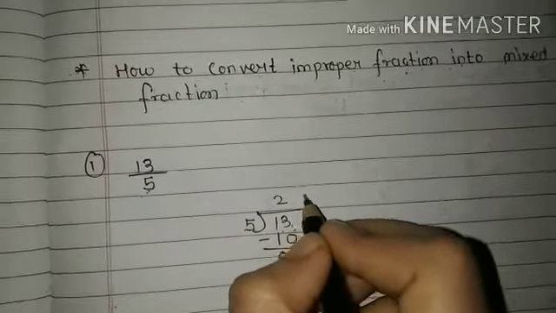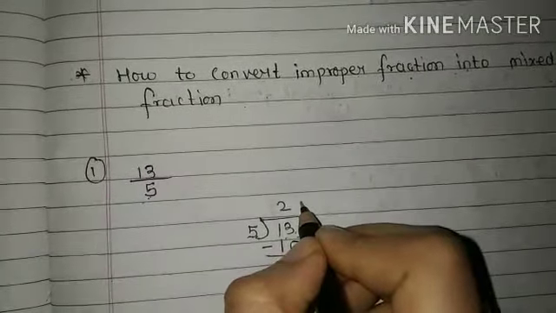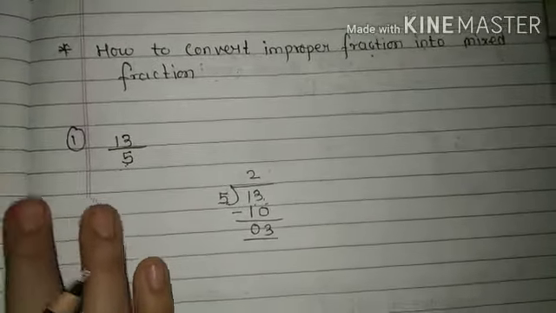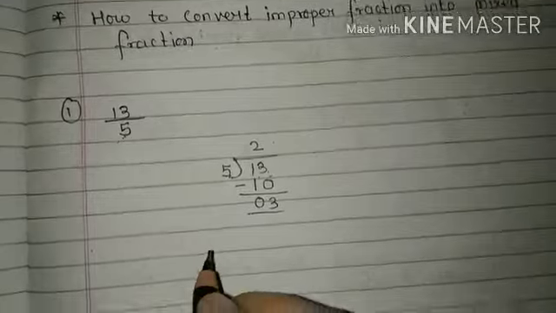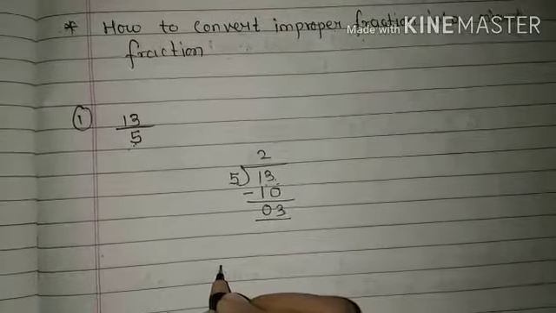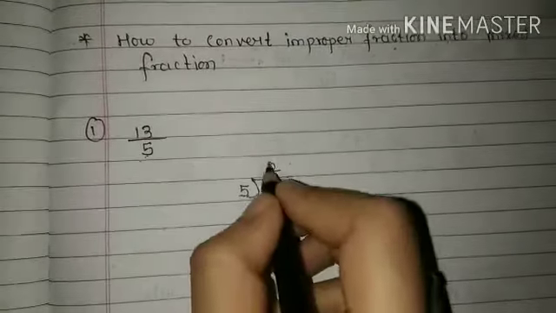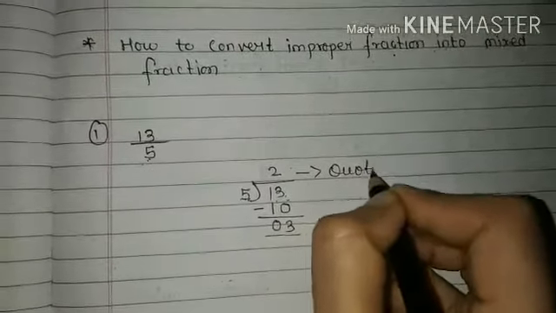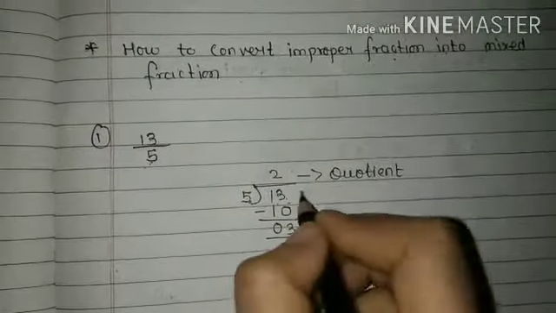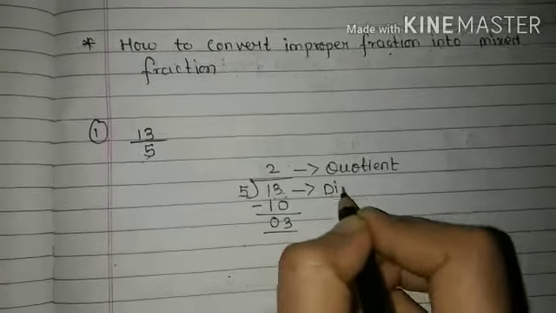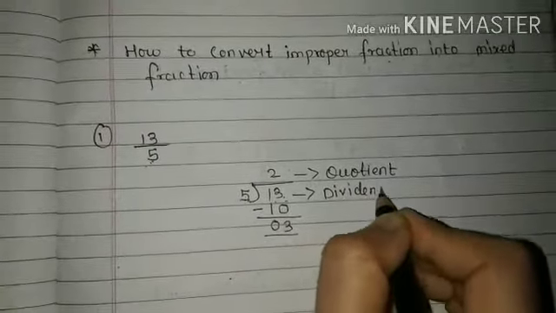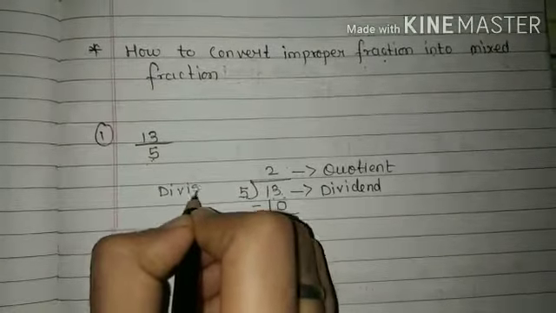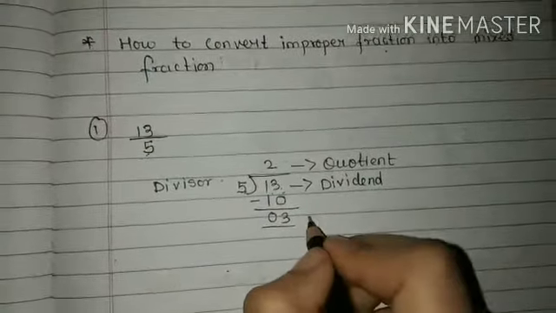We need to first understand how to write and what we have to write in a mixed fraction. First, here we have to write the quotient. Then the dividend, and this is the divisor, and this is the remainder.